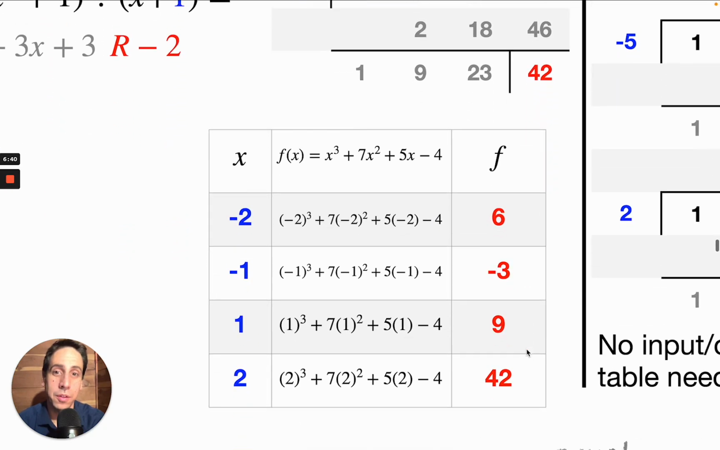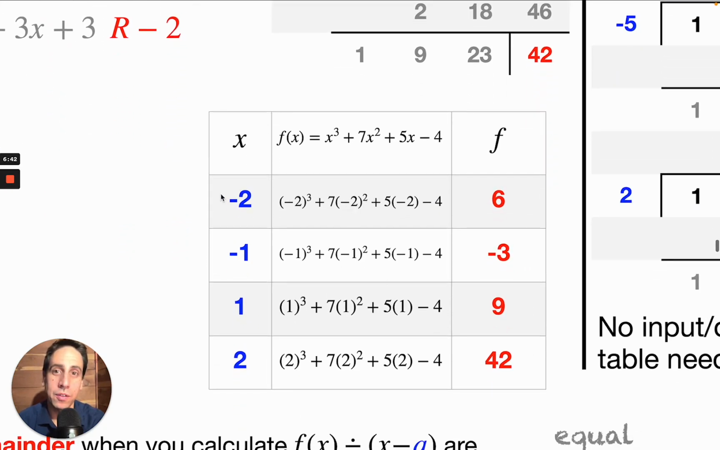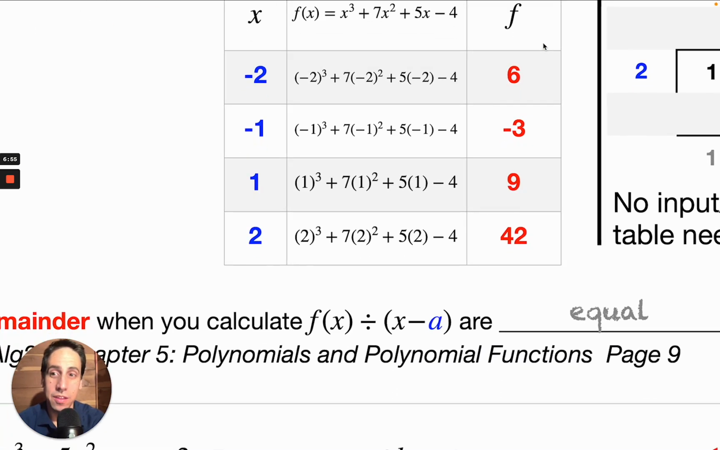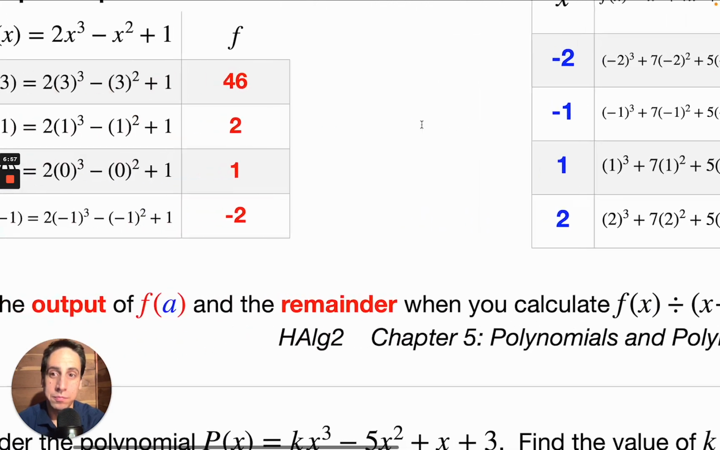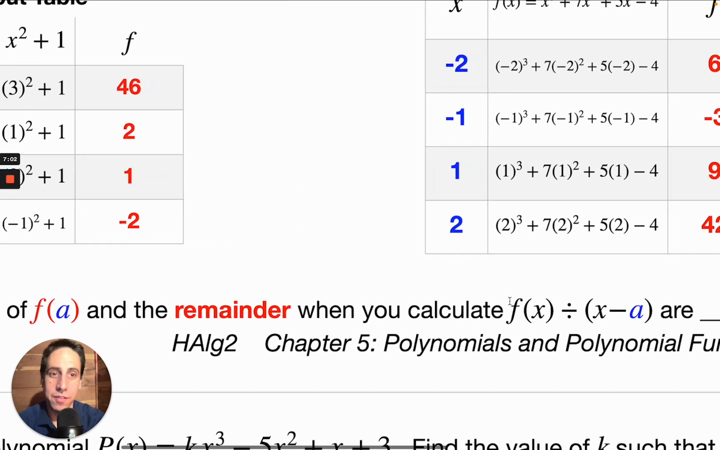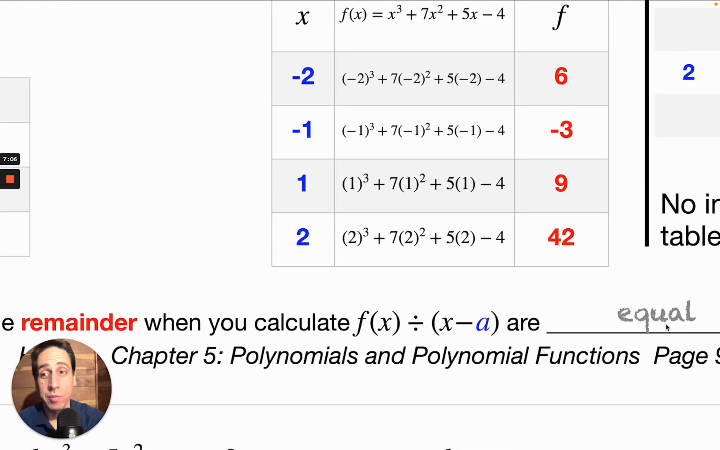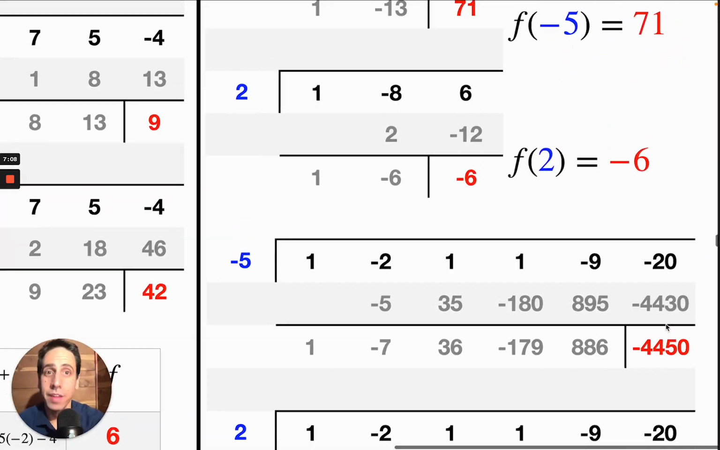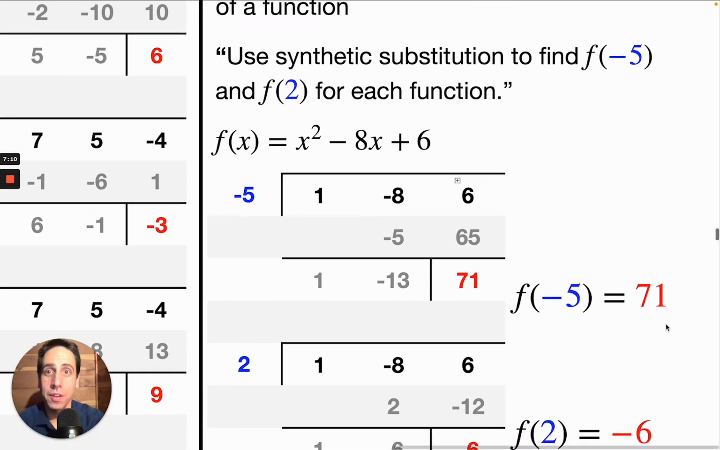And lo and behold, if you actually put them in here, you get negative 2, negative 1, 1, 2. You actually get the exact same numbers as outputs. You can calculate them. The red outputs are here, and they're all equal to the red remainders. Isn't that really fun? The remainder theorem holds up. The output of f of a and the remainder when you calculate f of x divided by x minus a are going to be equal. The red stuff is equal. That's what the remainder theorem says.